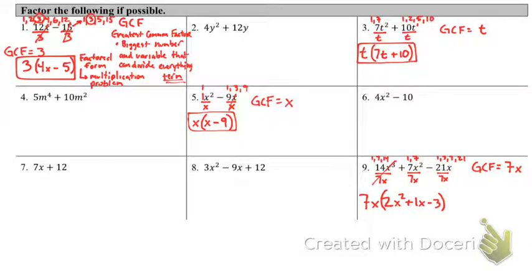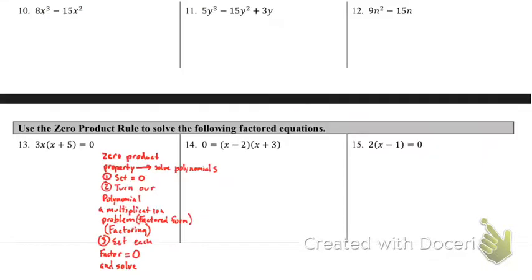All right. Let's move on to the next page. Okay. We're going to jump down to 13, 14, and 15. Okay, because this is asking you to use what is called the zero product rule to solve the following factored equations.